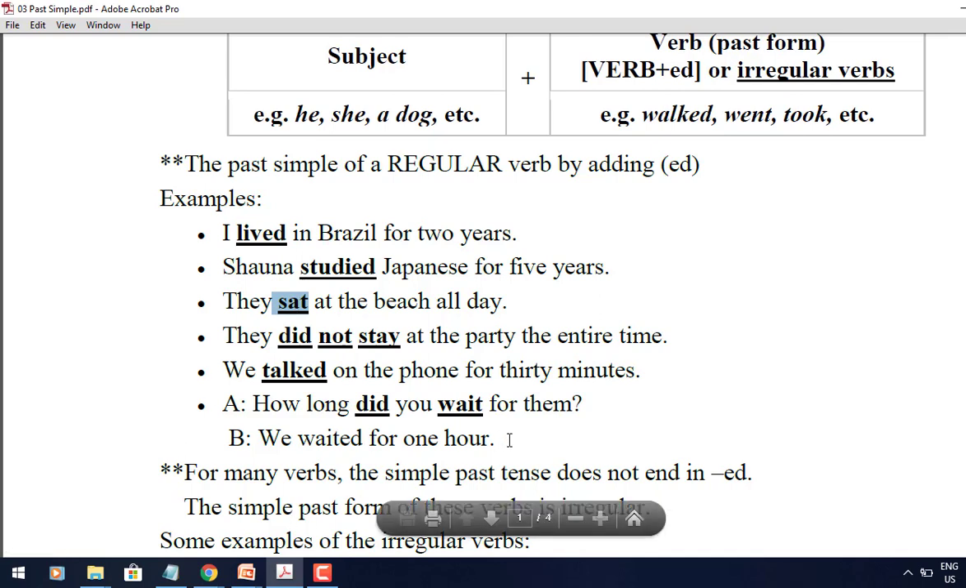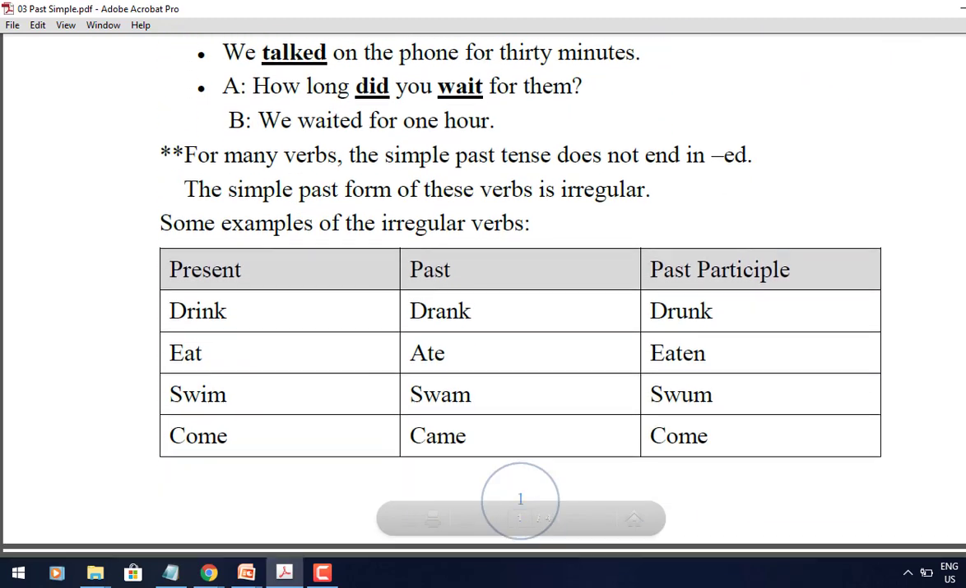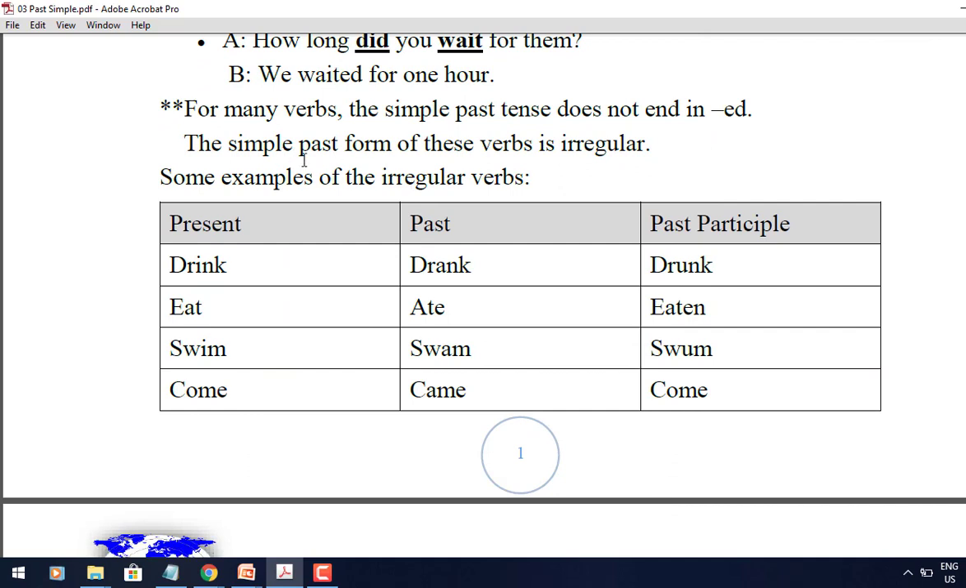For many verbs, the simple past tense doesn't end in ed. The simple past form of these verbs is irregular. Some examples of the irregular verbs: drink, drank, drunk, eat, ate, eaten, swim, swam, swum, come, came, come.